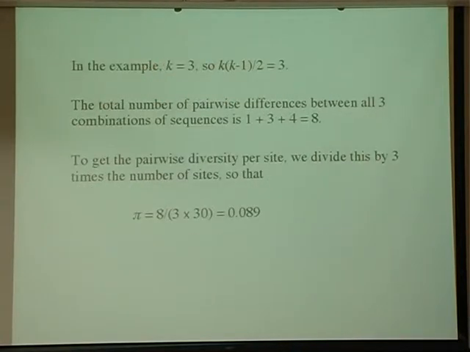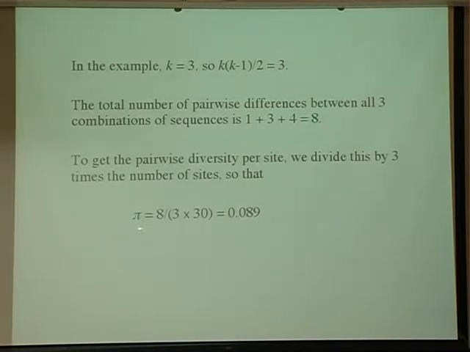So let's just do the numbers here. I think I've given you an example for one of the problems, so we don't need to belabor this point. K equals 3, so k times k minus 1 over 2 is 3. The number of pairwise differences, if you go back to those sequences, you can check this for yourself, is 1 plus 3 plus 4, that's 8. So there are 8 pairwise differences.